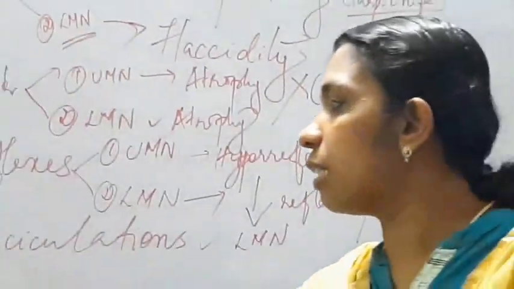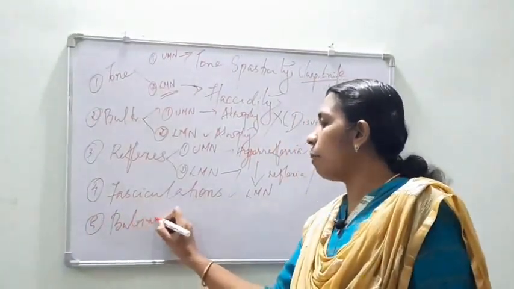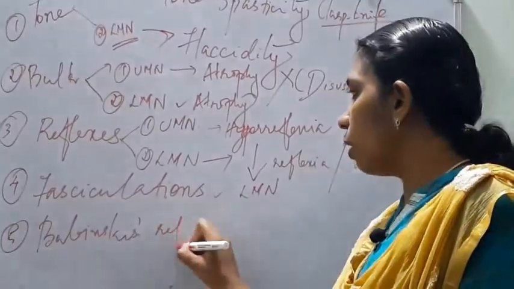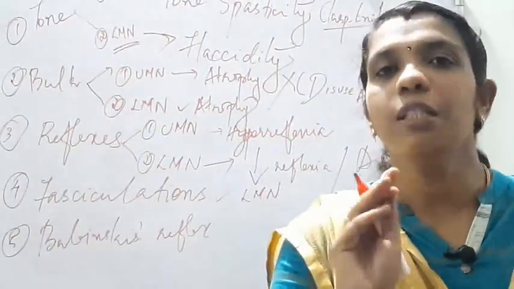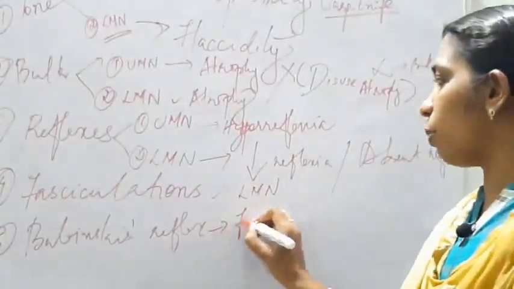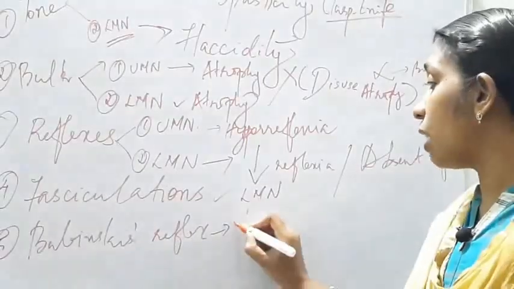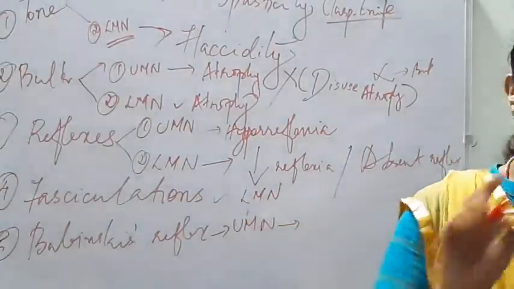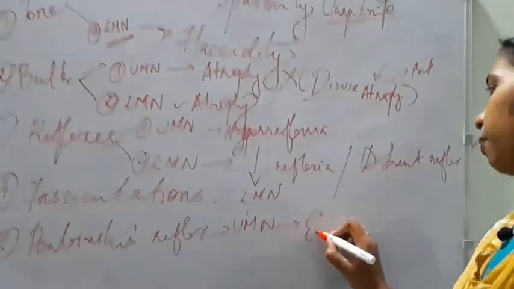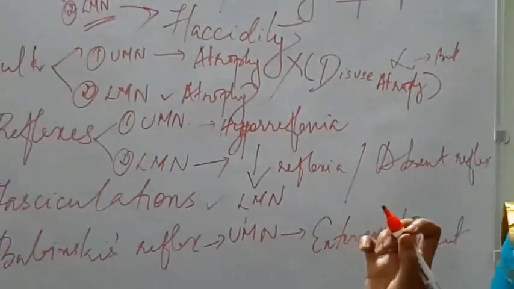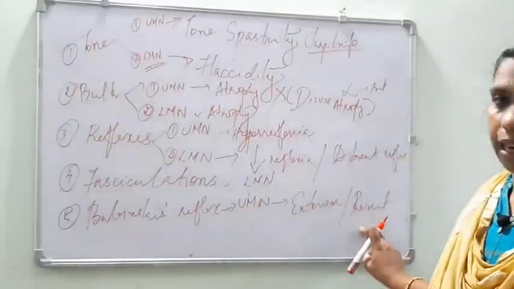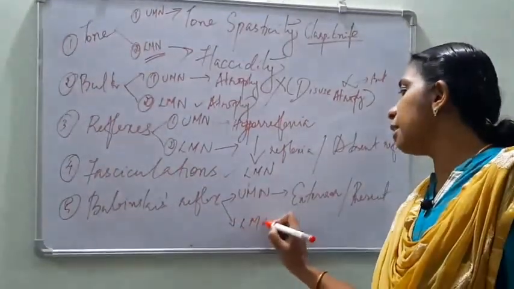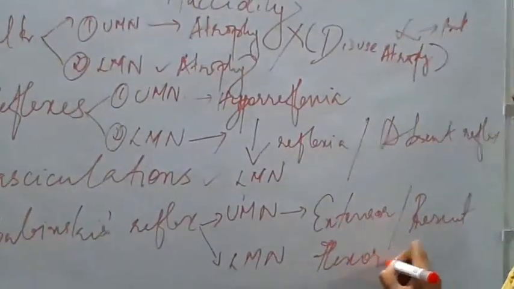Next is Babinski's reflex. Babinski's reflex is a superficial reflex, and it is also a primitive reflex. Normally it is a flexor response. In the case of upper motor neuron lesion, this Babinski's reflex will be extensor. It will be present, or extensor reflexes will be seen, in the case of upper motor neuron lesion. So in upper motor neuron lesion, the plantar reflex is extensor or present, and in lower motor neuron lesion, it is flexor.